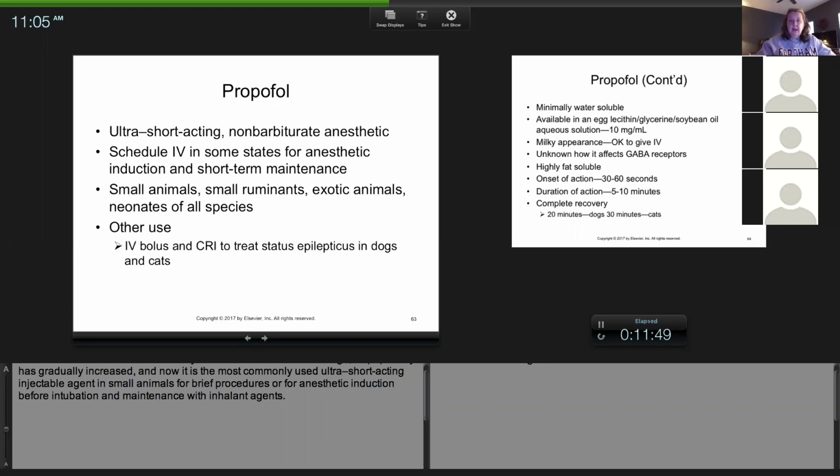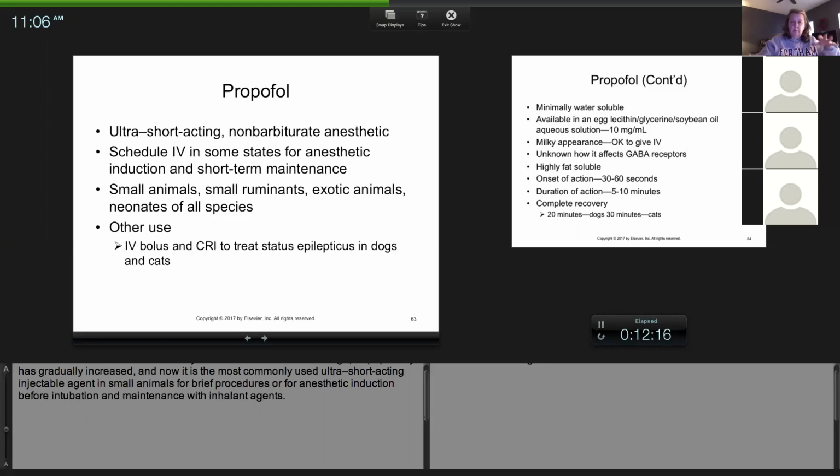So again, propofol is not classified as a, what's the name of the group of drugs to treat seizures? Anticonvulsants? Thank you. My brain just went blank. It is not classified as an anticonvulsant, but it can be used in seizure patients that are difficult to get out of seizures.